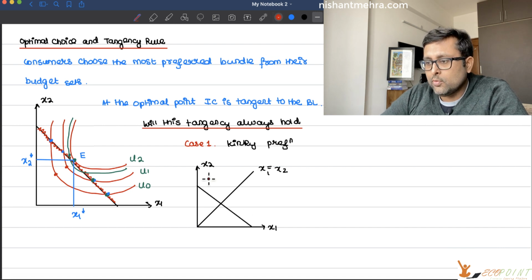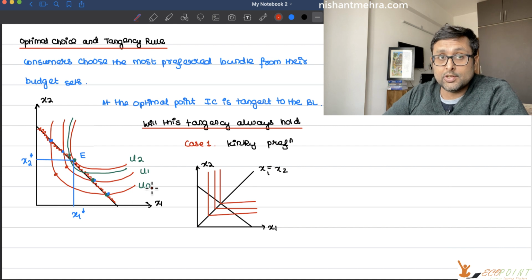And then I'm asking myself, what is the highest indifference curve I can draw? Is this the highest one? No. Is this the highest one? No. This one is the highest one. So it's not tangent, right?